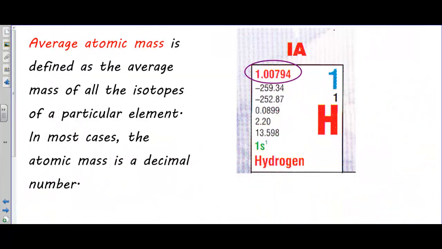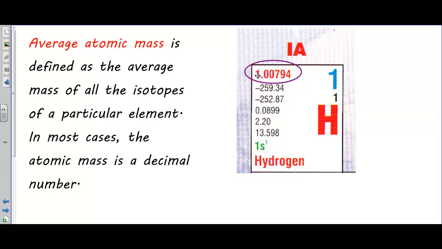The second term is what is known as average atomic mass, and it appears in the upper left-hand corner of each element's block on the periodic table. It's really not important right now that we be able to define this term. Right now, the most significant thing about average atomic mass is that you understand it is found in the upper left-hand corner of each element's block on the periodic table.